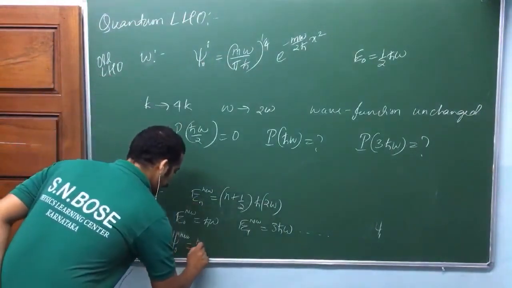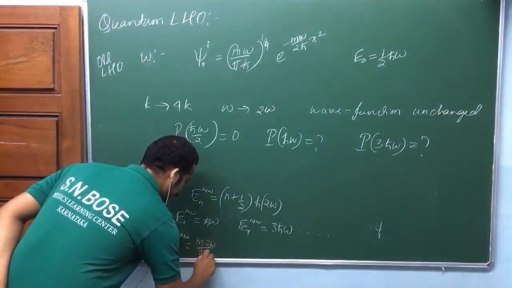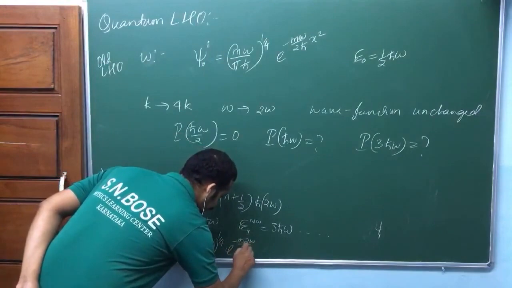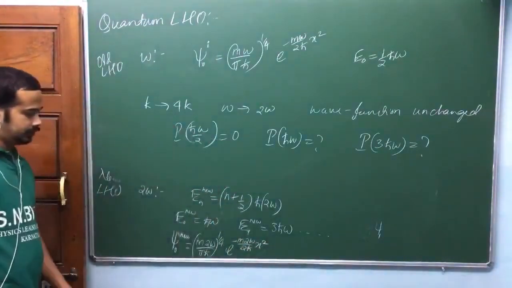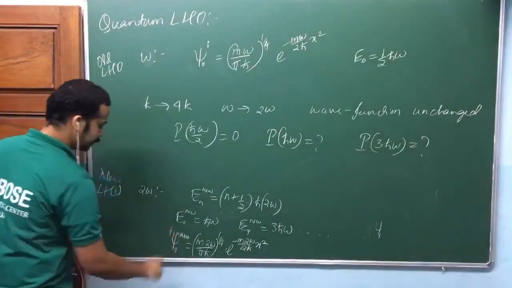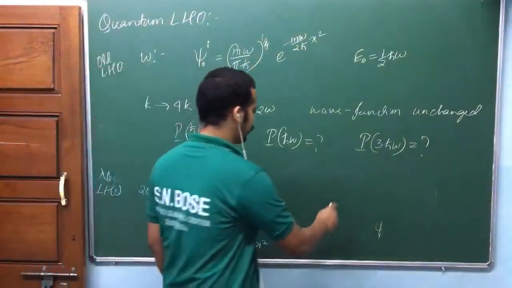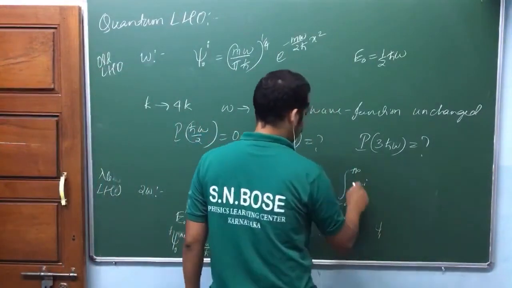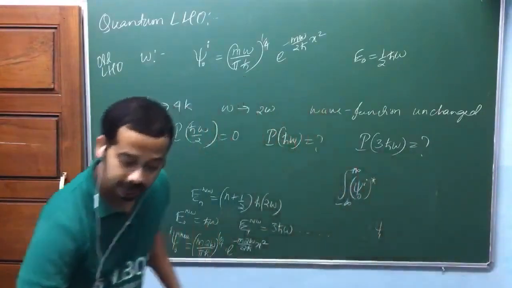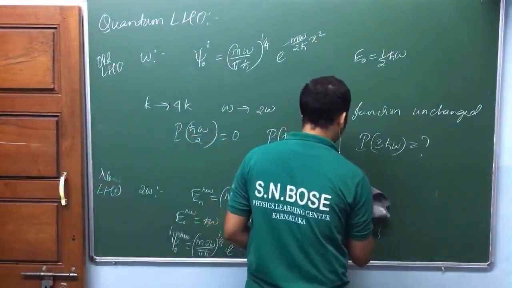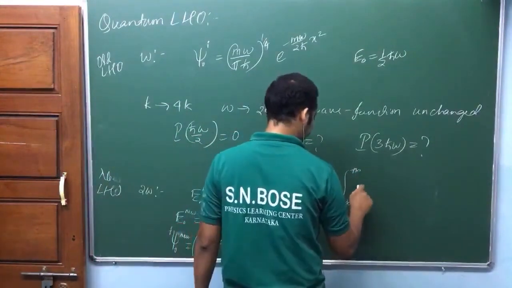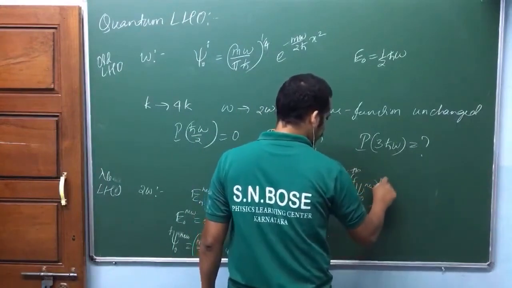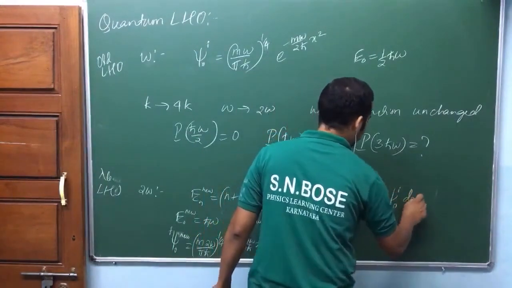What is this one? m omega by pi h bar raised to 1 by 4, e power minus m omega by 2 h bar x square, isn't it? Now this would be the final state. Now take the inner product, minus infinity to plus infinity, psi nu, the final wave function star, it doesn't matter, you will see later, psi nu final state star, psi initial naught dx.